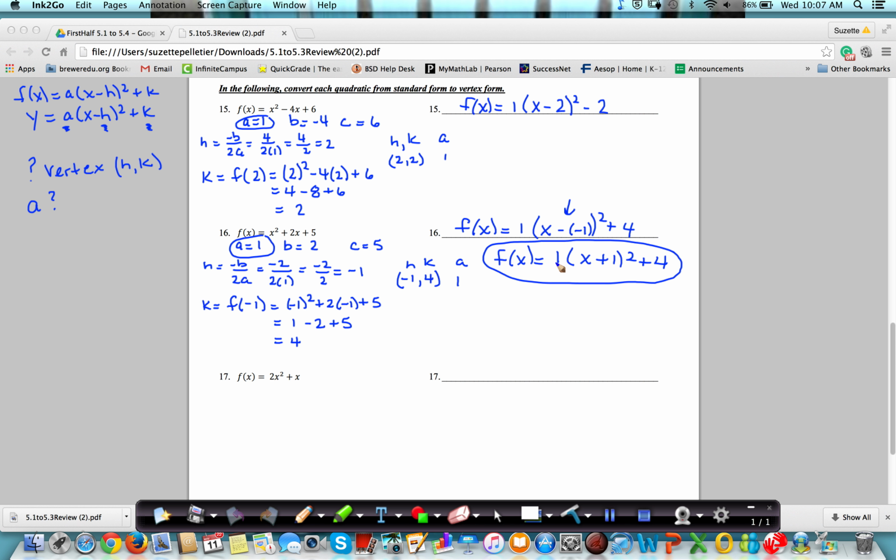Now, do you need to always have this 1 in the front if A is 1? No. If A is 1, you don't necessarily need to have the 1 in the front. You certainly can, but you don't need to.